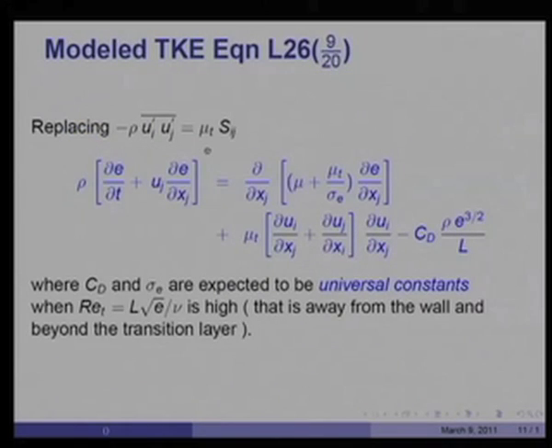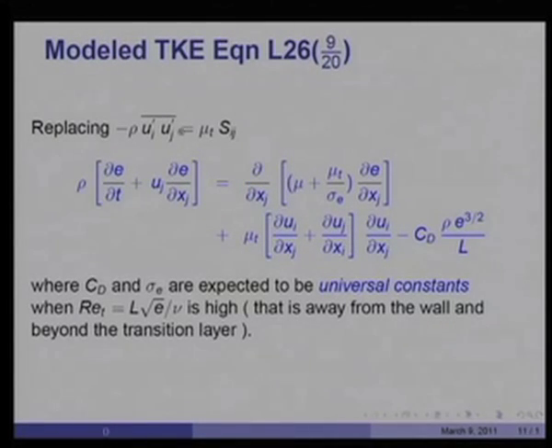If we now replace minus rho u i prime u j prime equal to mu t times s i j, then the model turbulent kinetic energy equation would be simply convection terms here plus mu t divided by sigma, into this gradient of E, which would be the turbulent diffusion, and then there would be the generation term, energy production term by replacing this, and then there would be the dissipation term, where CD and sigma epsilon are expected to be universal constants when RET is high, that is away from the wall and beyond the transitional layer.